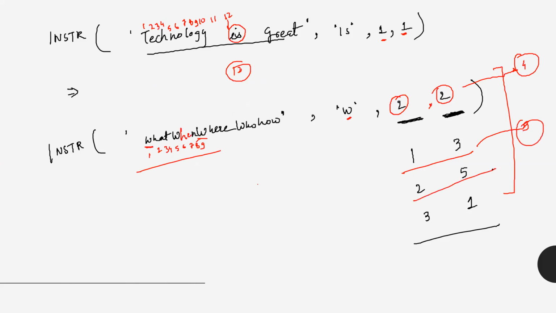Now solve this. Now it's the second position, so starting from H, because this is the second position, and we are looking for the fifth W. This is the first W, this is the second, this is the third, and this is the fourth, the last. There is no fifth W, right? So it will return 0. This one is important from an interview perspective.